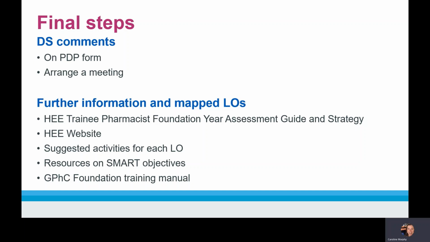So again, the trainee and designated supervisor will need to meet to discuss this. This means that if 80% of the actions are met and the designated supervisor feels that this is satisfactory, the PDP can be signed off.